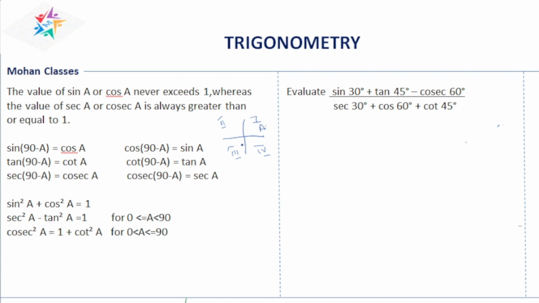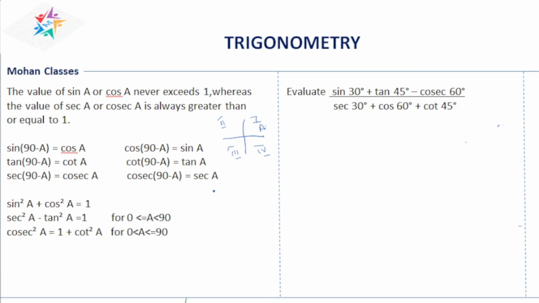Sin 90 minus A means it will come in the first quadrant. Here, the sign will change: sin 90 minus A is cos A. The angle will be the same. Similarly, tan 90 minus A is equal to cot A. Secant 90 minus A is cosecant A. Cos 90 minus A is sin A. Cot 90 minus A is tan A. Cosecant 90 minus A is secant A.